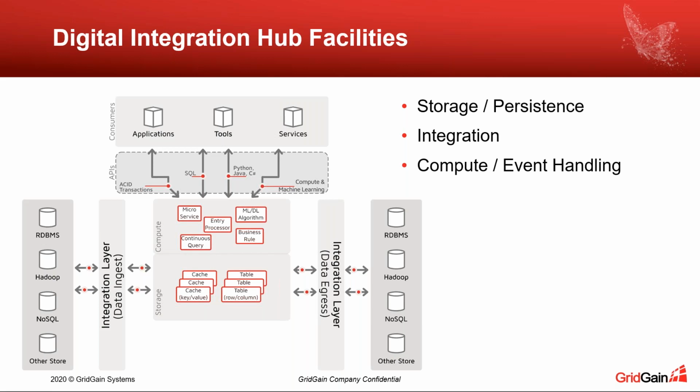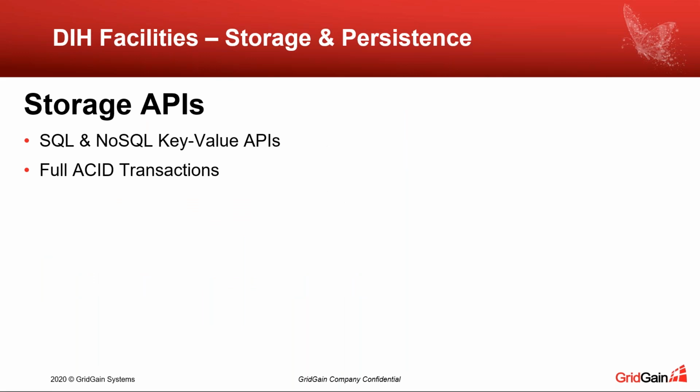And in the DIH architecture, an important capability is performing compute for event handling in real time. So this is logic either directly attached to event data or encapsulated as services and APIs that can be called when events and the event data arrives into the platform. So let's review each of these in a little bit more detail.